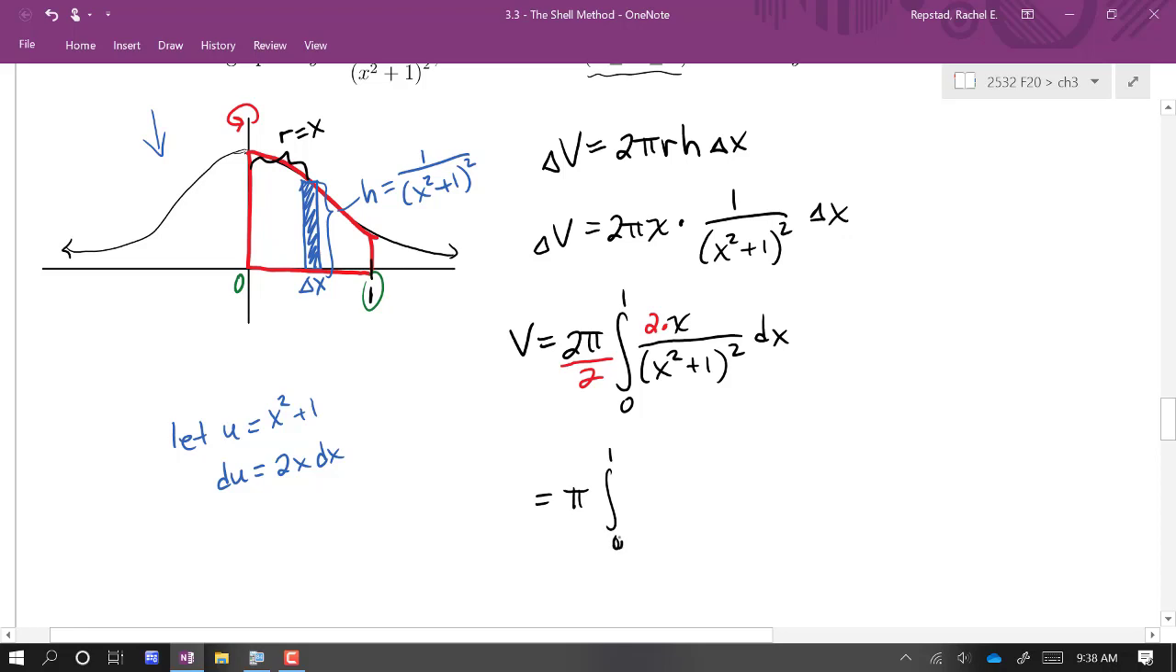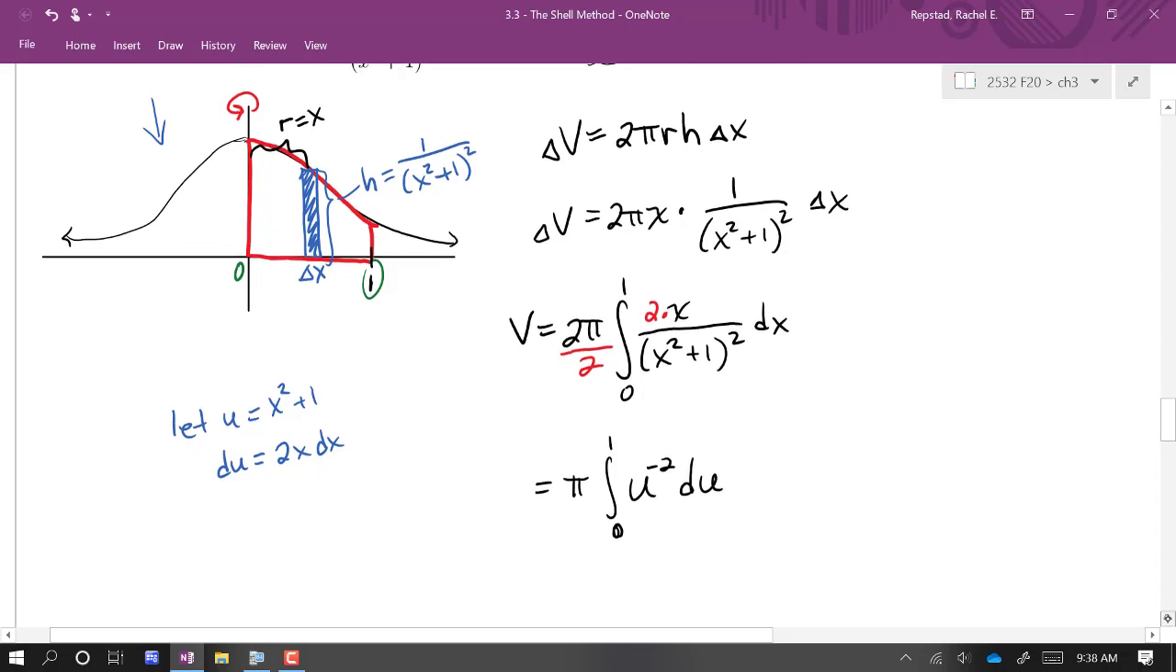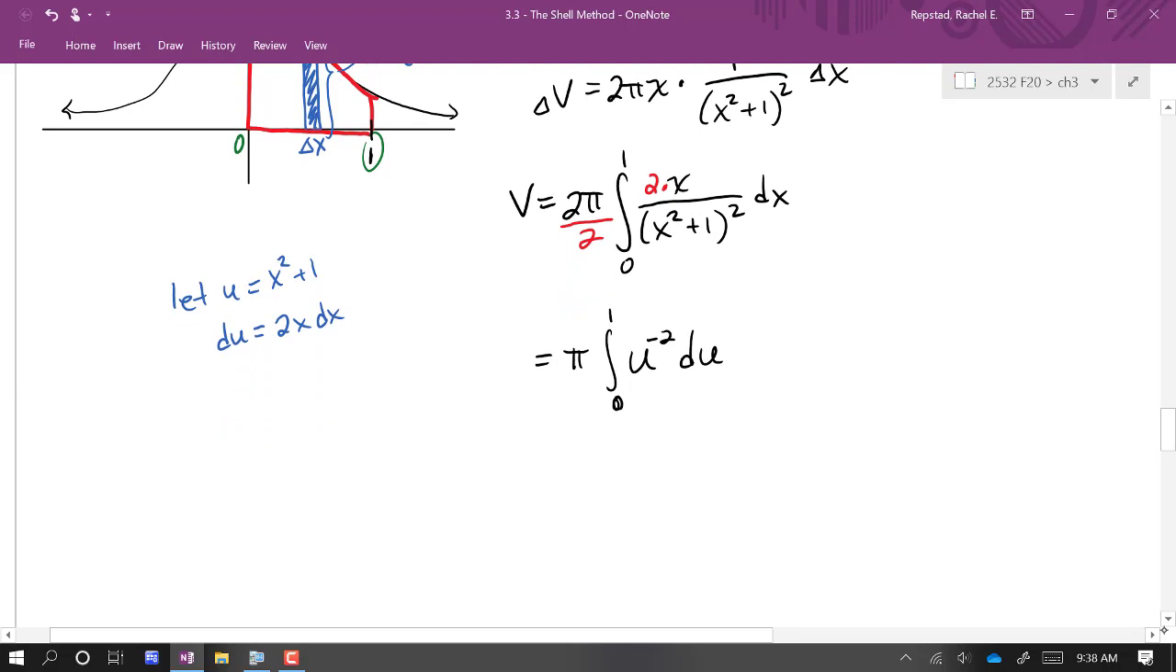Now if I think about how I'm going to integrate this, I end up with du over u squared. It's not du over u. U is being squared in the bottom, so I'm going to rewrite that. That's u to the minus 2 du. This is a power rule integral, not a log form. So integrating, we get, let's see, u to the minus 1 over minus 1. That's a negative 1 over u, using the power rule.